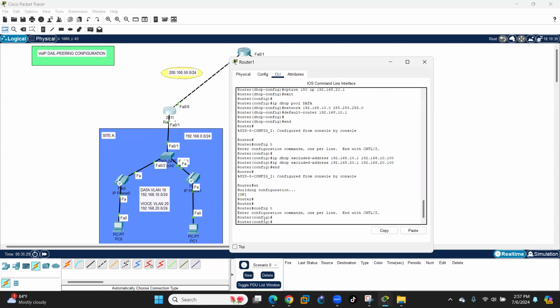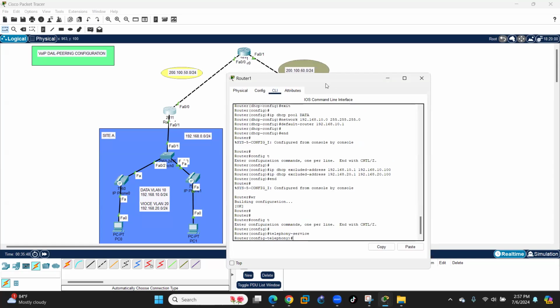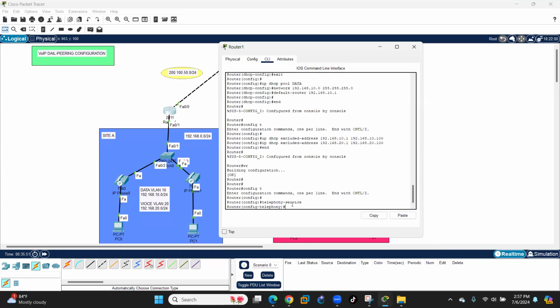Config T. So you have to type the command telephony-service. Please, if you don't use this router, it might not work. 2811. I've tried other routers. I did not get results. Maybe this command is not on the router. That's why I chose this router, 2811.